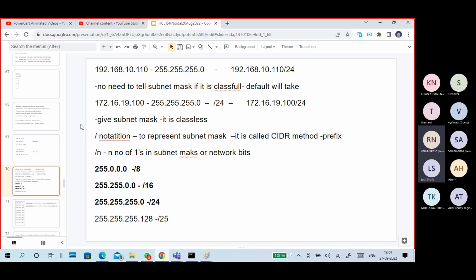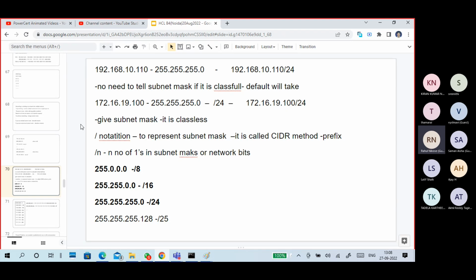Yeah, guys. This is an IP address: 192.168.10.110. That is my IP address. I said an IP address, but I didn't give you a subnet mask. I didn't tell you about my subnet mask. Meaning is you are using the default subnet mask. You didn't change your subnet mask. It's a default subnet mask.